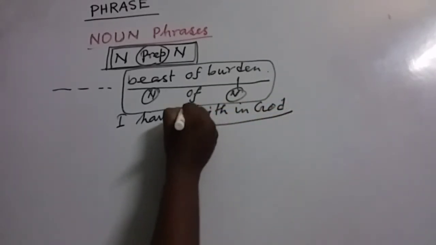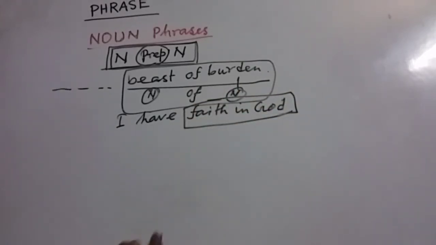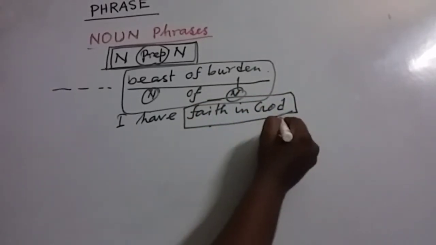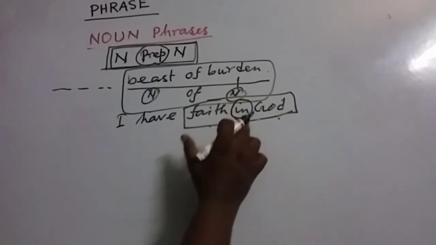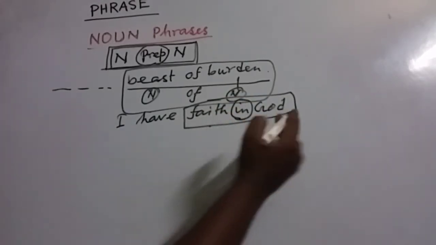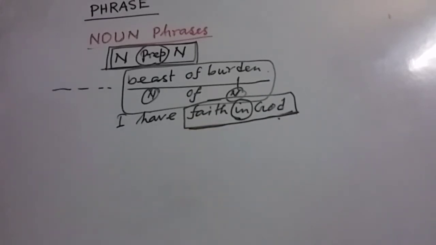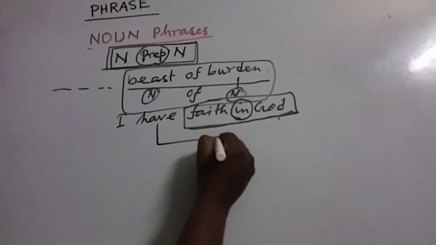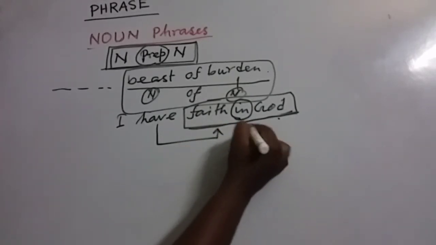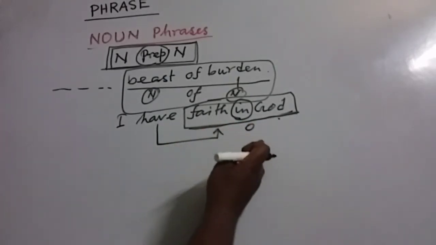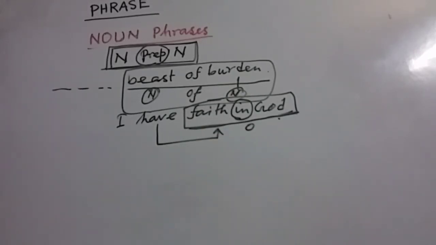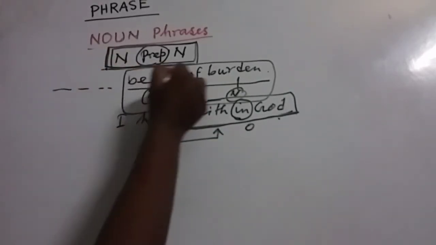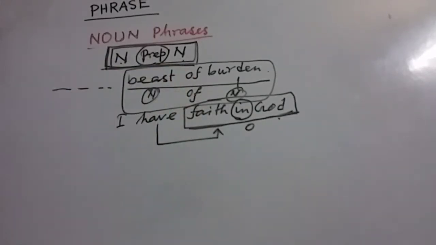So here you can see the same thing. Faith in God is a noun phrase, and between these two nouns we have used one preposition, and entirely it has made a noun phrase. I have faith in God. Have what? Have faith in God. This is the object. So it's a noun phrase, and it is formed using this structure: noun, and between these two nouns there is a preposition. My dear friends, in this way the noun phrase can be formed.